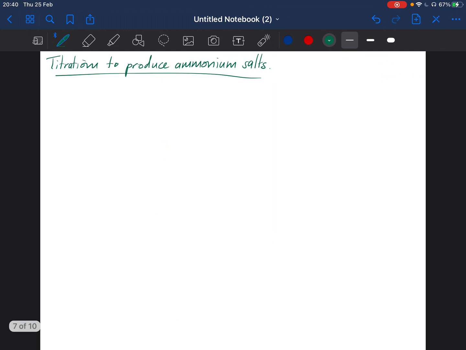Well, we're coming back to a practical that you should have learned previously in the triple science course, titrations. So each of these is produced via a titration. What we're going to do is place our ammonia into a conical flask.